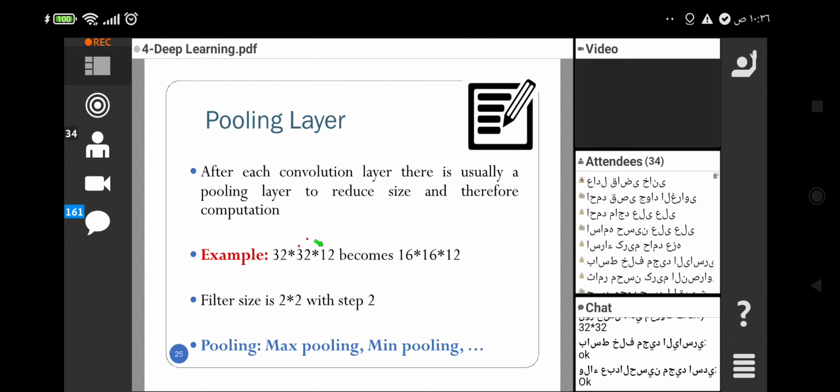When we are doing the convolution operation, the size of each of these kernels is 32 by 32, and we have 12 kernels, so the size of the output of the convolution layer would be 32 by 32 by 12.